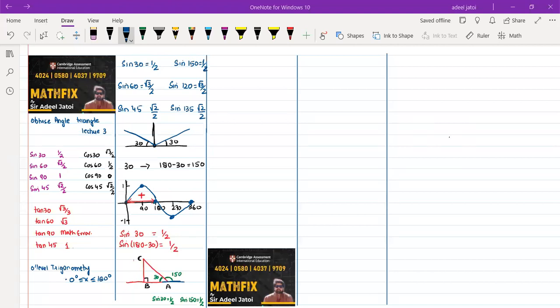So we worked upon sine, and knowing that sine is always positive when we have normal angle, acute angle, or when we have obtuse angle, we will always have sine as positive.